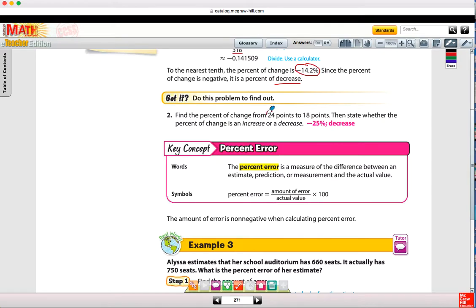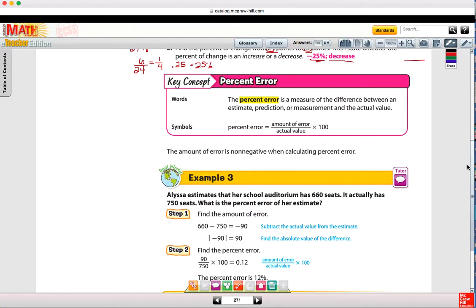Let's take a look at example 2, got it? Find the percent of change from 24 points to 18 points. So right away we went down, so we know that that's going to be a decrease. It really doesn't matter if you take 24 minus 18 or 18 minus 24, as long as you know that from 24 to 18 is a decrease. That's what you need to pay attention to. So 24 minus 18 is 6, and then you're going to divide that by the original amount, which is 24. Hopefully you realize here I could easily reduce that to 1/4, and 1/4 is 0.25, and 0.25 is 25%, which is what we have right here in pink.